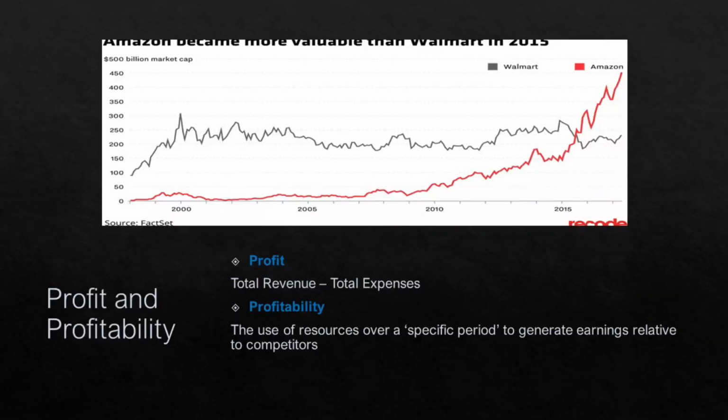When we say profit and profitability, it's very, very important to distinguish between the two concepts. The profit is the bottom line. It's the result that an organization or a business has realized for a given period of time. Simply, it's total revenue minus total expenses. On the other hand, profitability is how effective and efficient this business utilized its assets and its resources to make a profit over a period of time.